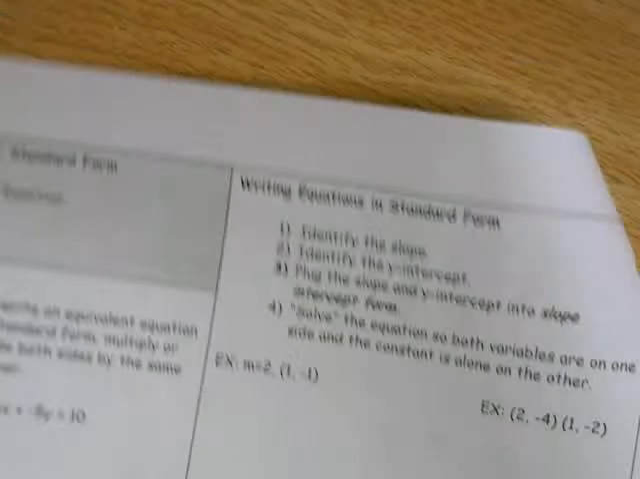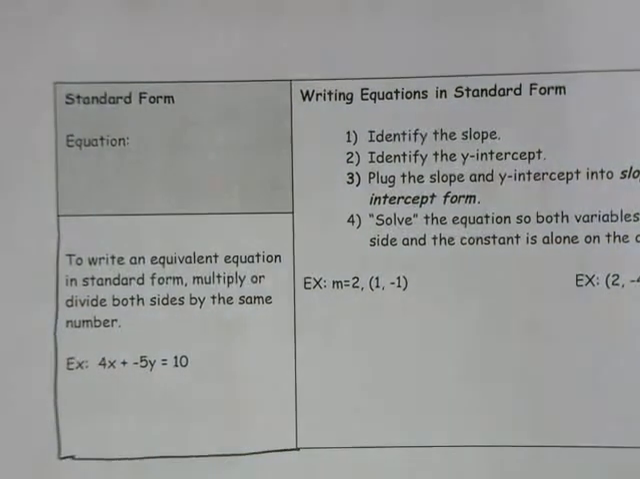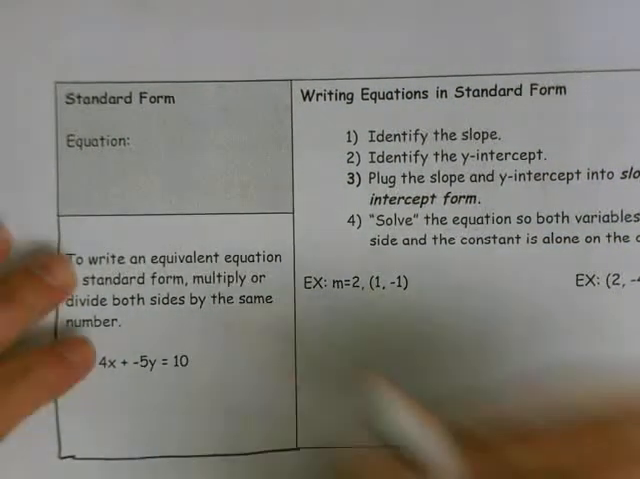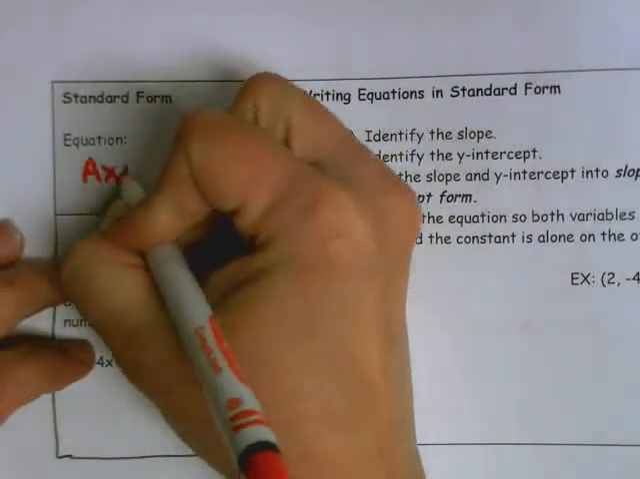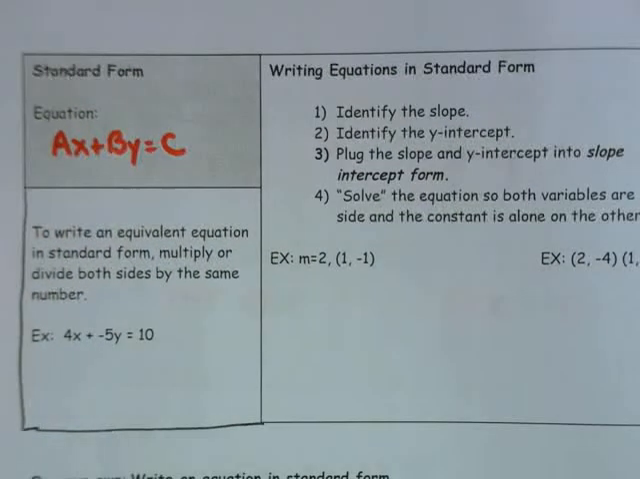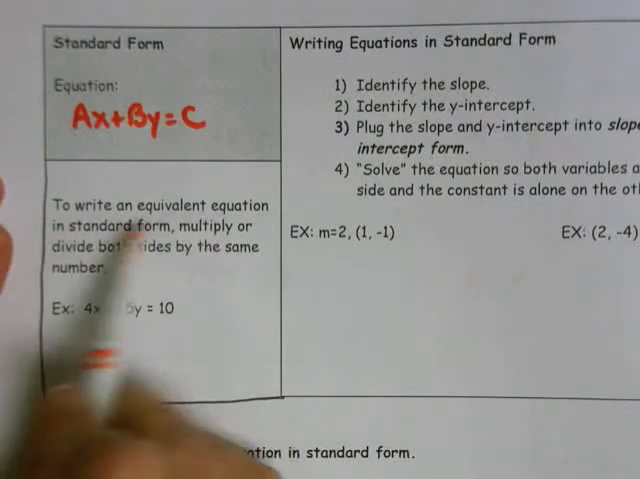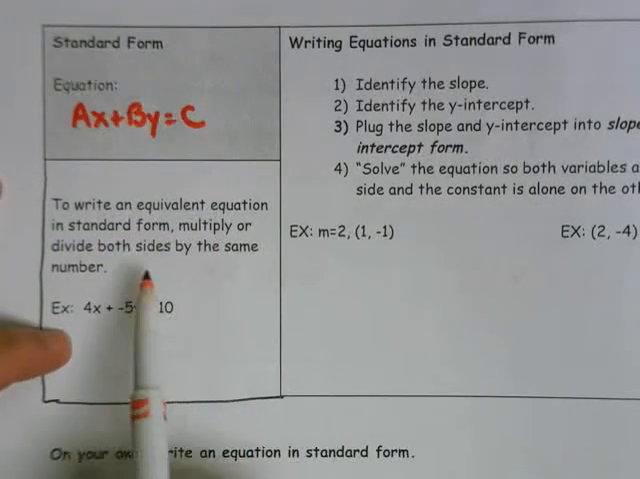Okay, next section, looking at standard form. So standard form of an equation, if you need to do the notes for this part. The equation would be ax plus by equals c for standard form. And just to remind yourself, to write an equivalent equation in standard form, we'd want to multiply or divide both sides of that equation by the same number.